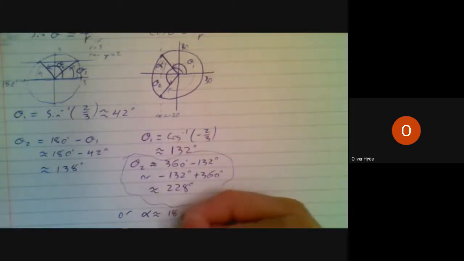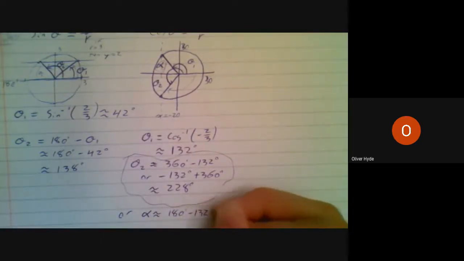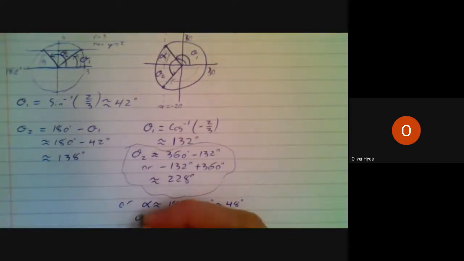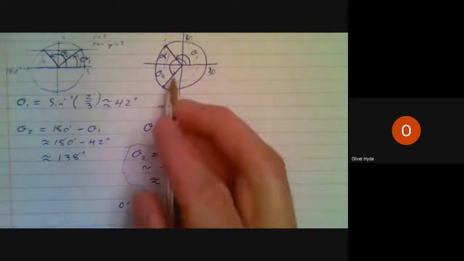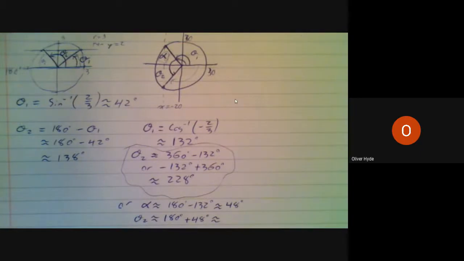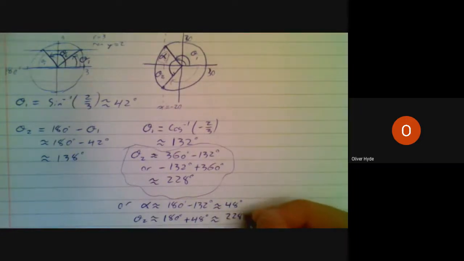That's going to be 180 degrees minus 132 degrees. Like I said, that's the supplement of 132 degrees. What's that? 48 degrees. And therefore, theta 2 is going to be the angle in the third quadrant that has a related acute angle of 48 degrees. So that's going to be 48 degrees past 180 degrees. 180 plus 48, hey, look at that, it's 228 degrees.